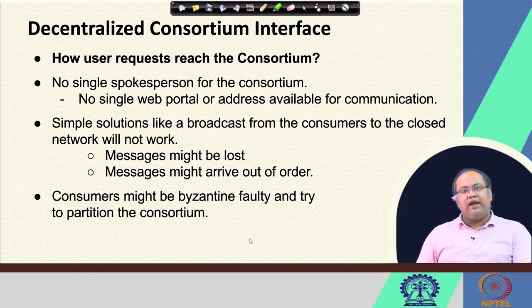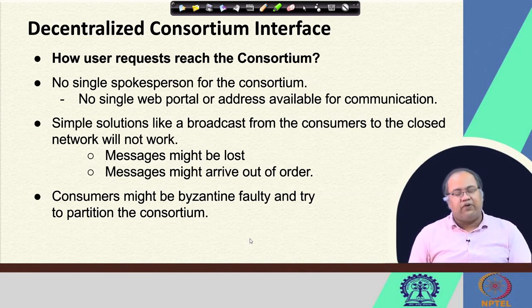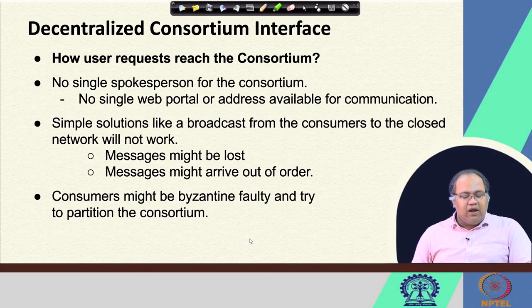Because we need to keep in mind that there is no single spokesperson for the consortium. So, we do not have a single web portal or address available for communication. Now, you can think of a simple solution like broadcast from the consumers to the closed network of service providers, but that does not work, because certain messages might be lost and the messages might also arrive out of order.